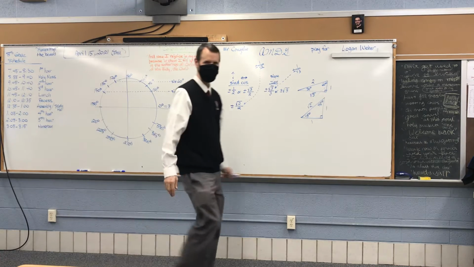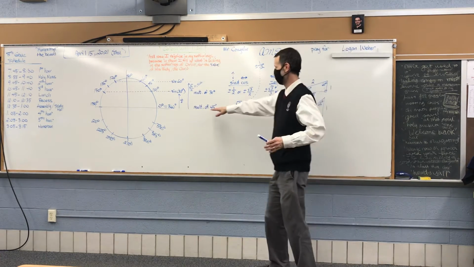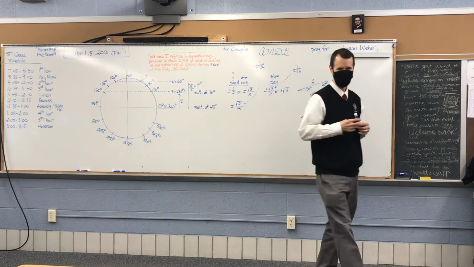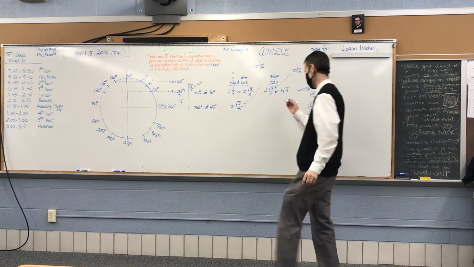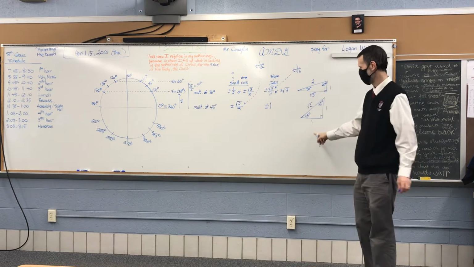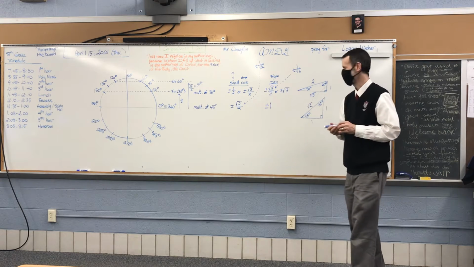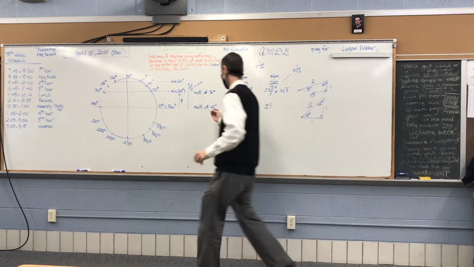Can somebody tell me the tangent option? Michael, for multiples of 45, what are the options for tangent? That's it. 1 or negative 1. Because the slope, otherwise known as opposite over adjacent, is 1 over 1.